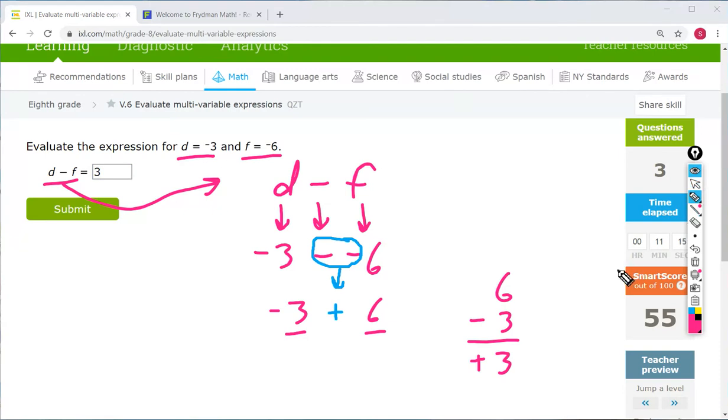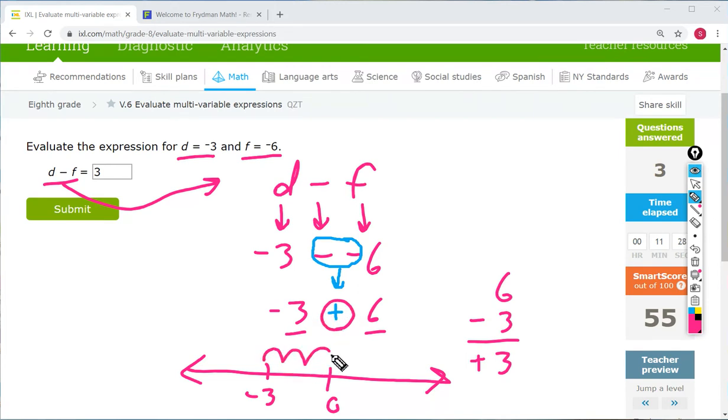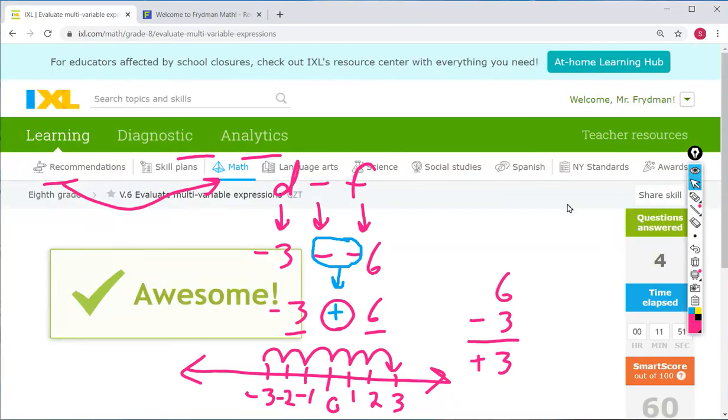And actually, let me do that another way also. We could also have written a number line. So starting at negative 3, we count 6 spaces to the right because we are adding. So 1, 2, 3, 4, 5, 6. That would land us at positive 3, right? If we write everything in here, negative 1, negative 2, negative 3, 1, 2, 3. So our answer would be positive 3 there. That's another way we could have solved it. Okay, next question.